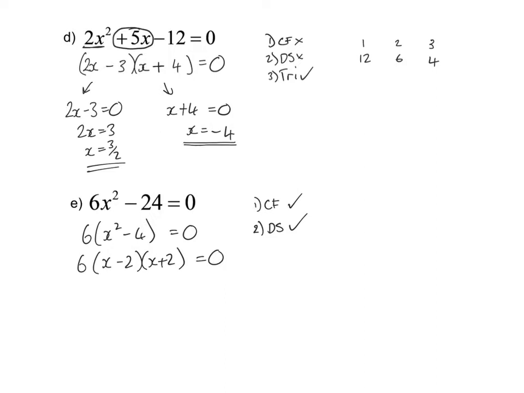Now, here we have 3 different parts. We have 6, this bracket, and this bracket, all multiplying to give 0. So, normally when there's 3 parts multiplying together to give 0, each of them could be made equal to 0. But obviously 6 can't ever equal 0, and therefore we can just ignore that one and take these 2 parts here and make equations with those. So, x minus 2 equals 0, or x plus 2 equals 0. So x equals 2 or x equals negative 2.